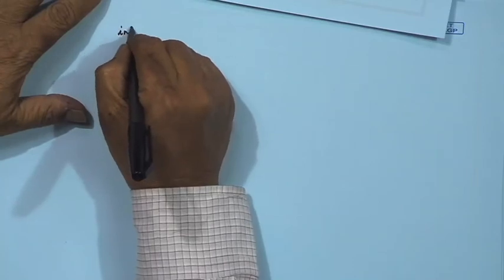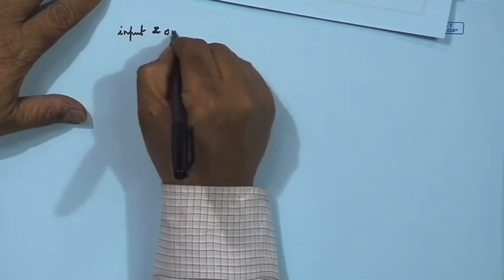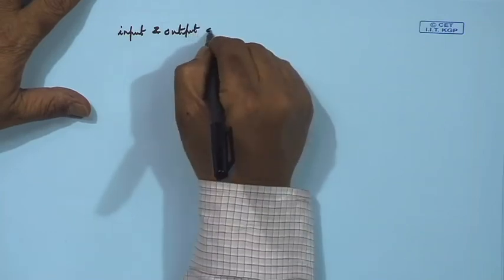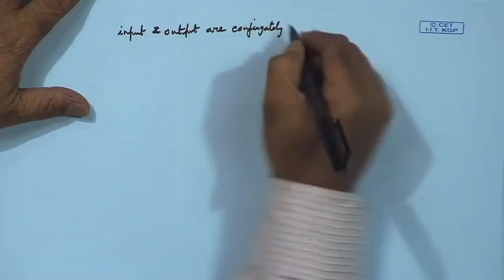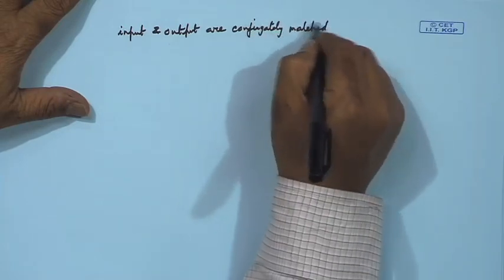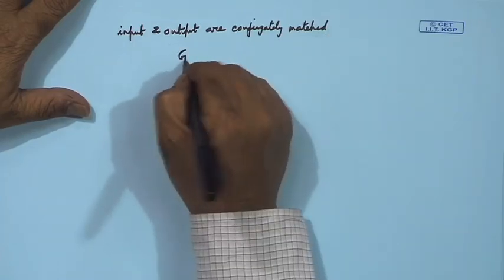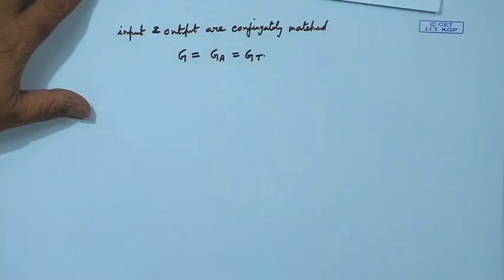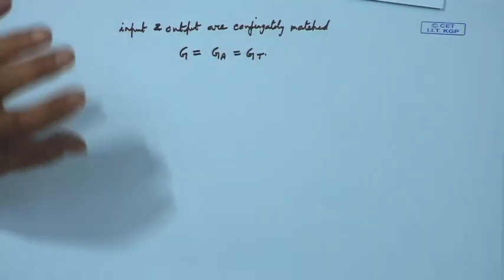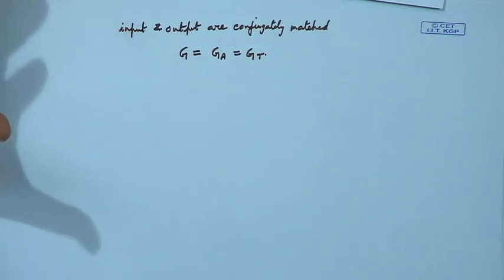when input and output are conjugately matched, all these definitions are the same, G is equal to GA is equal to GT, but otherwise not, because GT is a function of ZS and ZL. So, for a particular selection of ZS and ZL only I get GT, and for a particular selection of ZS and ZL I get G, GA, etc.